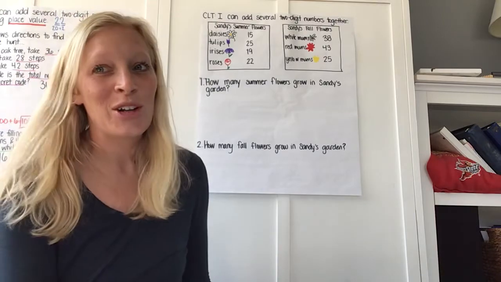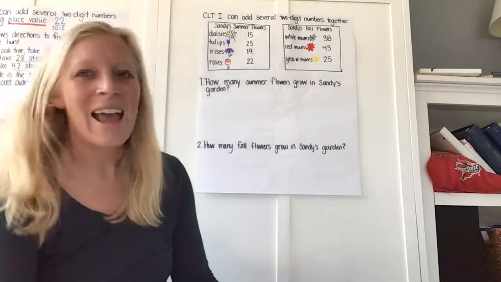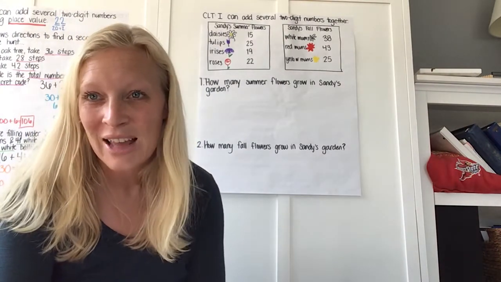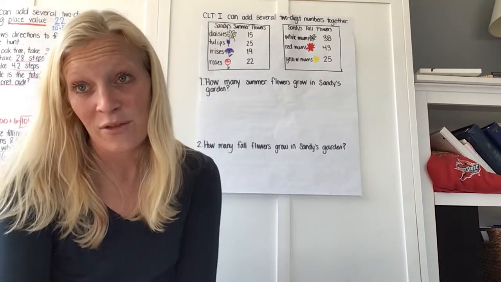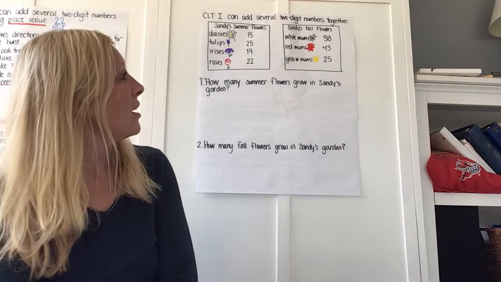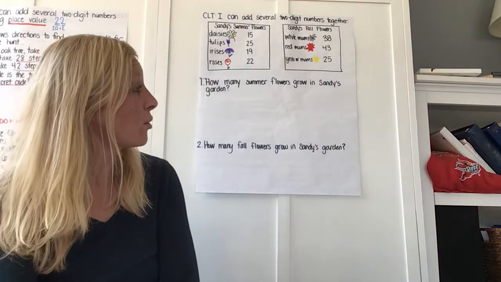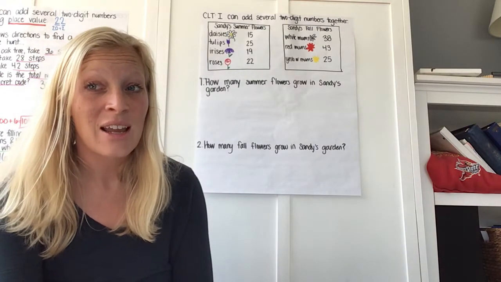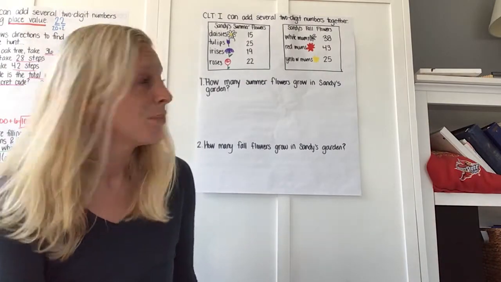Let's go ahead and do our learning target, and then we'll see what we're going to be doing today. I can add several two-digit numbers together. I'm not telling you how you're going to add them together because I know and you know that there's lots of different ways that we can solve these. Now, we are going to solve several. So as you can see, we've got 4 and 3 sets of two-digit numbers. And so we're going to be using what we did yesterday to keep practicing this work and looking at different strategies that we can use. Or at least practicing the strategies that we've already learned.